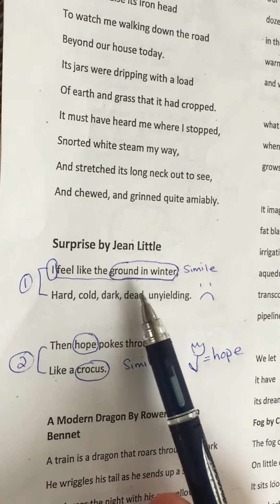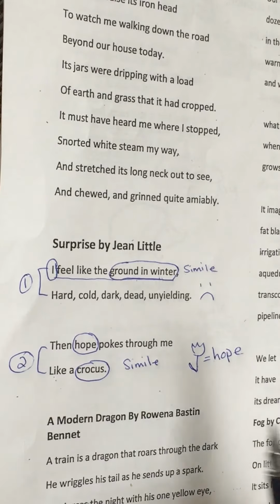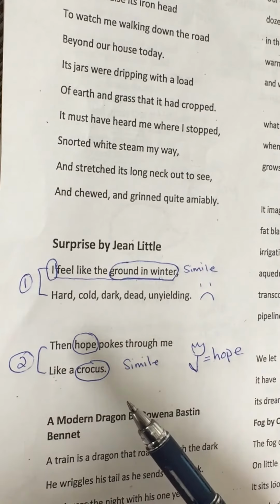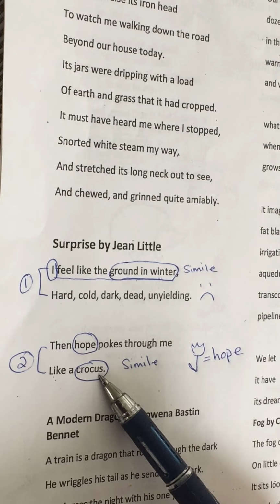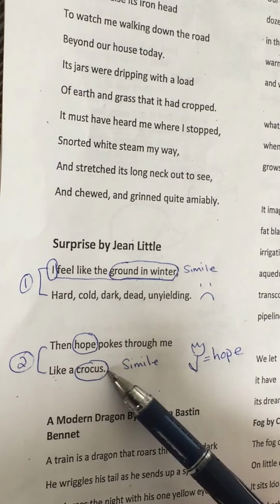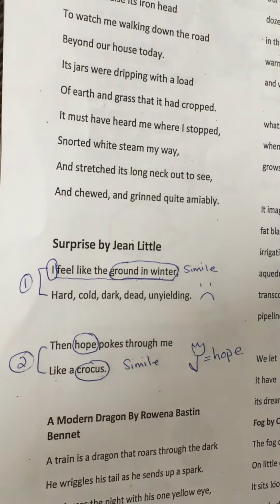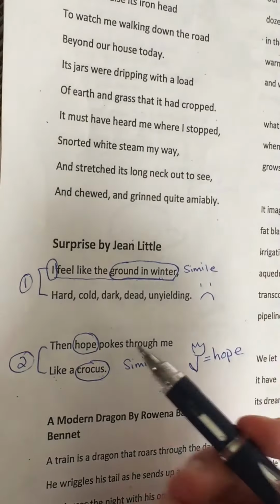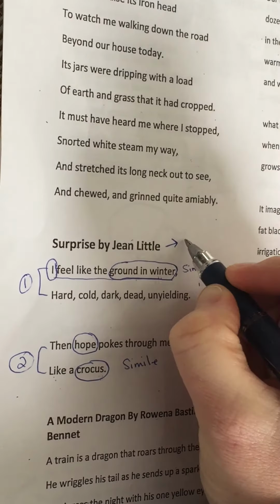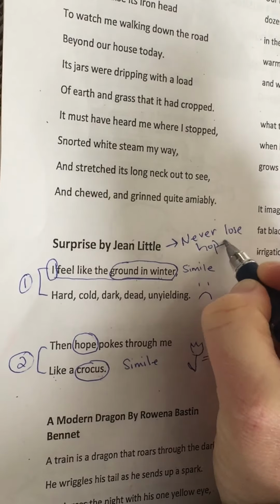So obviously this person was feeling depressed in the first stanza. Something bad must be going on in their life. And then hope pokes through like a crocus. And I really like this. Kind of connects to how some of us are probably feeling right now, because our winter has been so long, and now we're just looking forward to spring coming, and in spring that's when the flowers poke through the ground, just like hope pokes through this person. So I think I'm learning from this poem that we should never lose hope. That's what I learned from this poem.